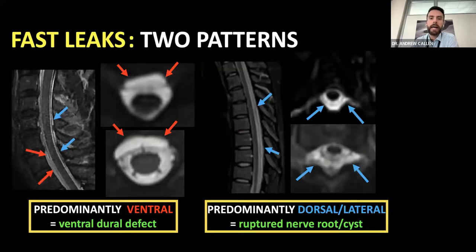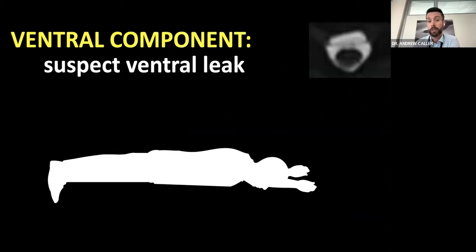Okay, so you've looked at the spine, you see that there may or may not be a fluid collection. The next thing to do is to characterize whether that collection is predominantly ventral or dorsolateral. And that's very important because it will dictate the type of leak that we're looking for. If that collection is predominantly ventral, we'll be looking for a ventral dural defect. If it's predominantly dorsal or dorsolateral, we'll be looking for a ruptured nerve root sleeve or meningeal diverticulum.